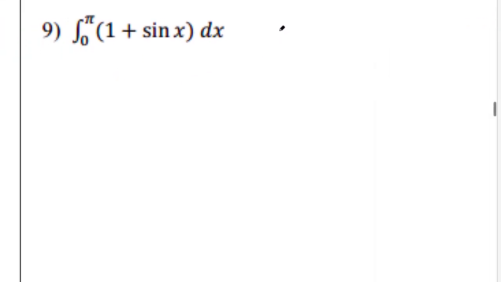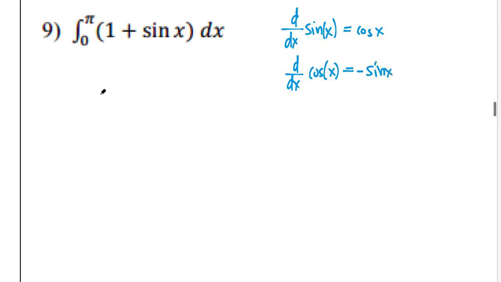So, real quick, just a reminder, if you take the derivative of sine of x, that is equal to cosine of x. And the derivative of cosine of x is negative sine of x. So, just keep these in mind when we're talking about antiderivatives of sine and cosine.